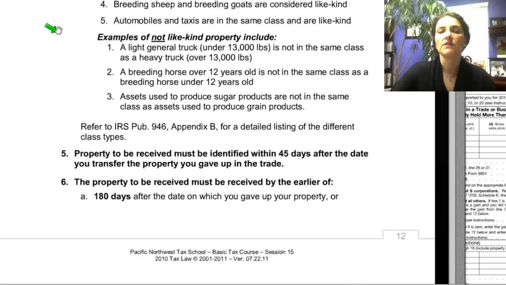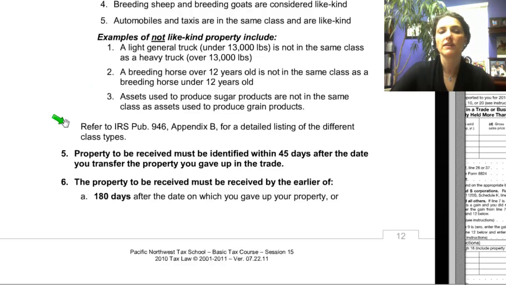But examples of not like kind property include a light general truck over 13,000 pounds is not in the same class as a heavy truck over 13,000 pounds. A breeding horse over 12 years old is not in the same class as a breeding horse under age 12. Assets used to produce sugar products are not in the same class as assets used to produce grain products.